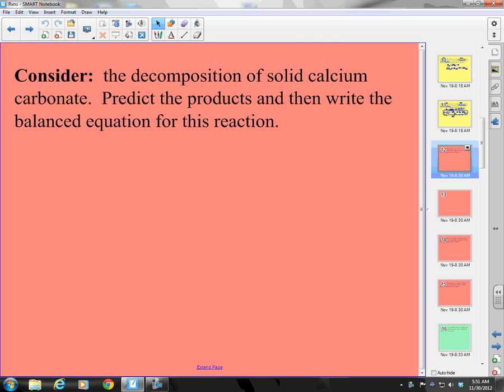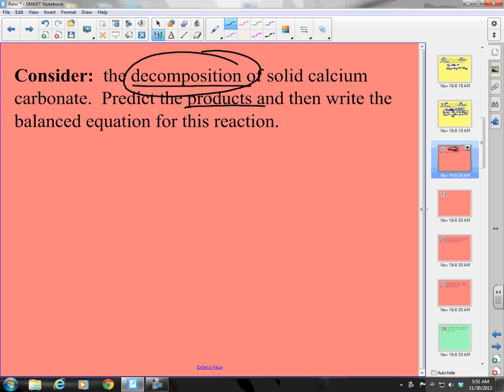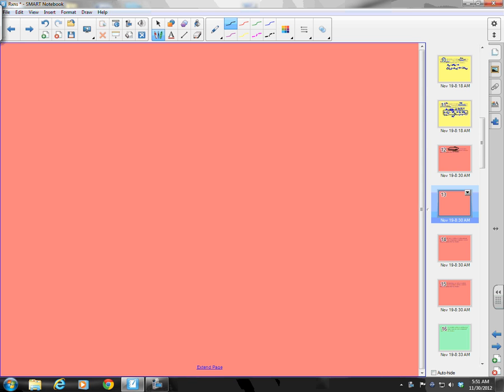And let us start right away here with this. Consider the decomposition of solid calcium carbonate, predict the products, and then write the balanced equation for that. So we are talking about something called decomposition. Hey, I don't recall talking about decomposition last time.